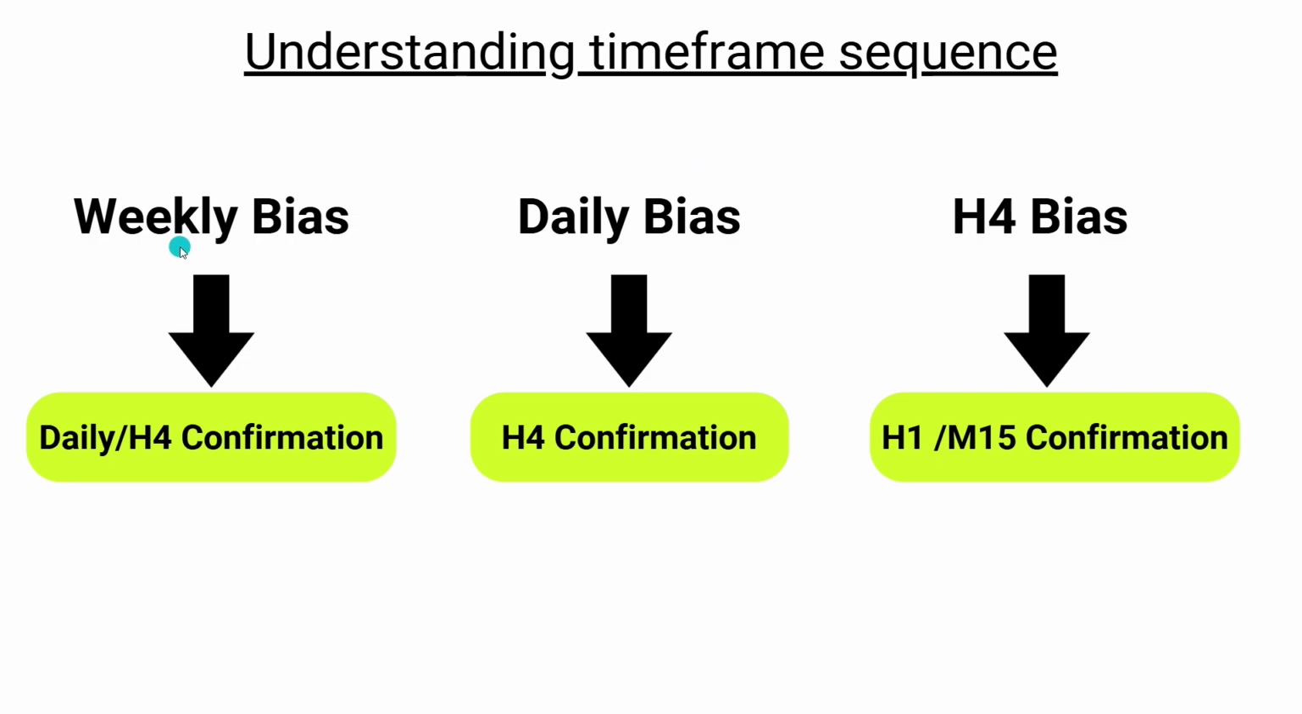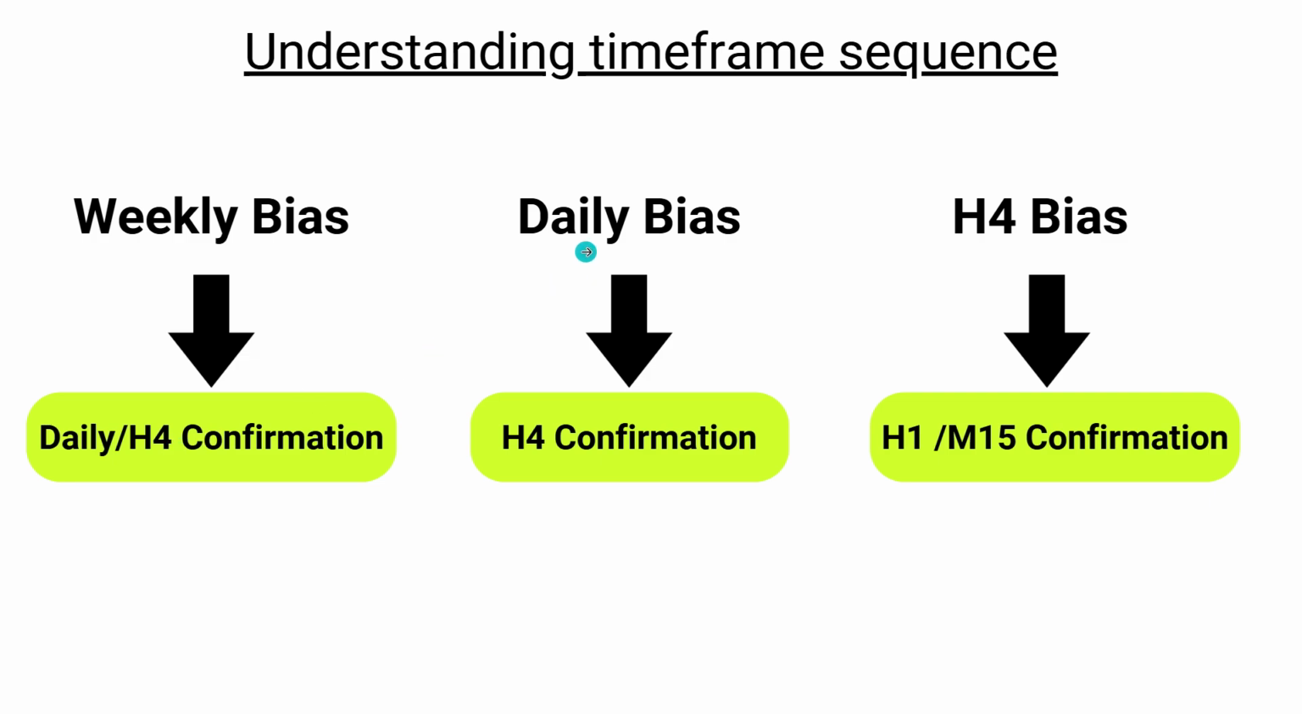If I have a weekly bias, I'm going to be looking for a daily or a 4-hour confirmation. So many people, if they have a weekly bias, maybe they're trying to go down to the 1 hour, maybe they're trying to go down to the 15-minute. It's very difficult to time that low of a time frame using a weekly bias, which is why I focus the majority of the time on the daily and the 4-hour confirmation.